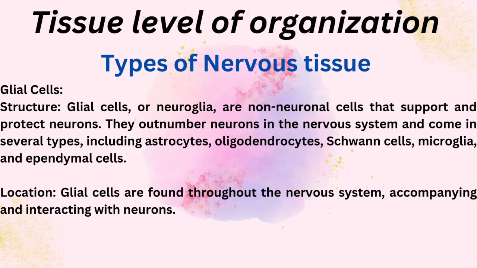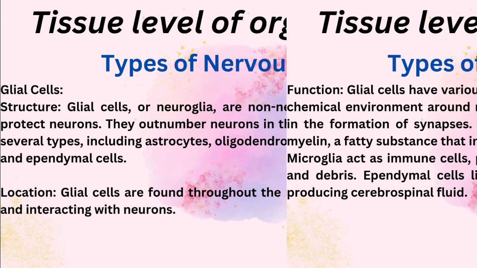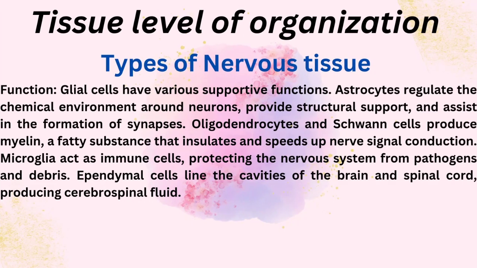Second, glial cells. Structure. Glial cells, or neuroglia, are non-neuronal cells that support and protect neurons. They outnumber neurons in the nervous system and come in several types, including astrocytes, oligodendrocytes, Schwann cells, microglia, and ependymal cells. Location. Glial cells are found throughout the nervous system, accompanying and interacting with neurons. Function. Glial cells have various supportive functions.